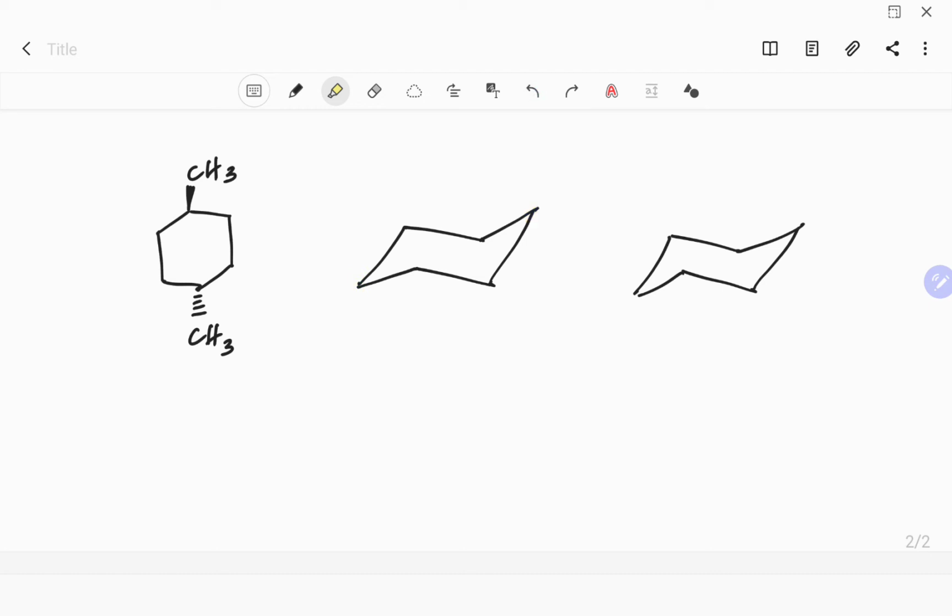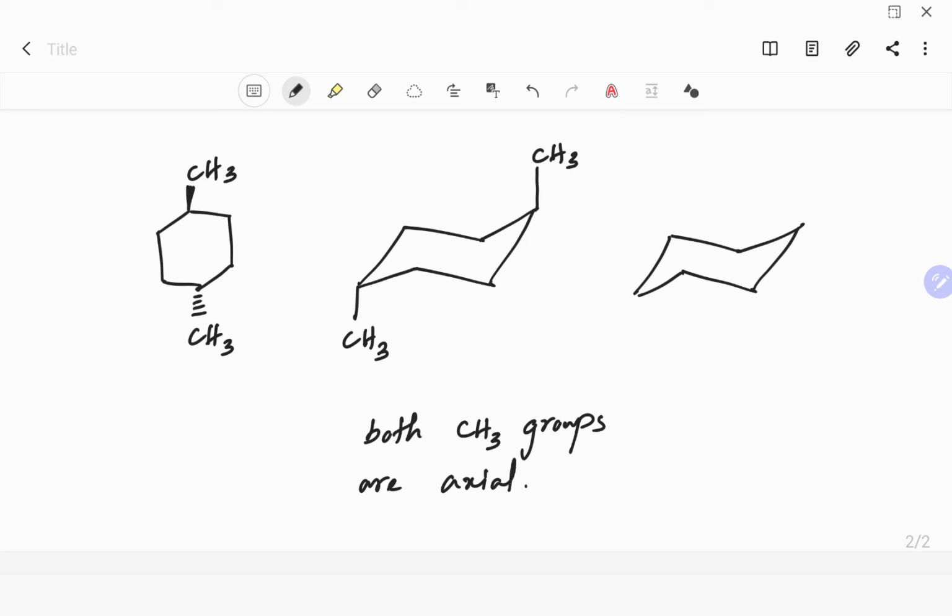And then we need methyl groups, right? So if I put one methyl group on the top plane, you don't have to write CH3, the other methyl group should be on the bottom plane. Okay, so in here, both CH3 groups are axial.